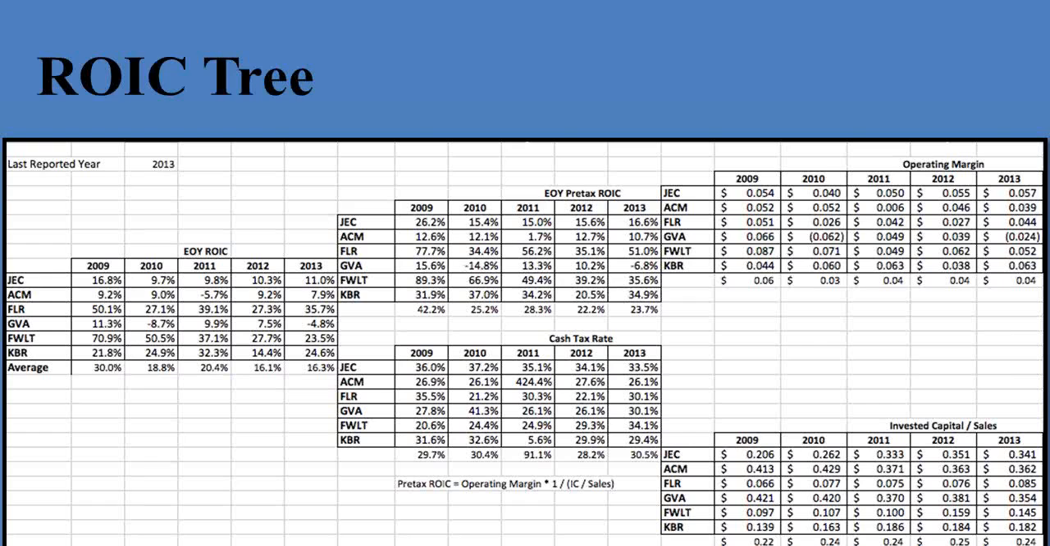So to look at the industry from a historical perspective, we see the 5-year ROIC tree, and the ROIC has decreased from 30% to around 16% for the entire industry. And this is when the tax rate is relatively constant at 30%. So this decrease in ROIC can be attributed to a decrease in margin and a decrease in efficiency, which is represented by invested capital over sales.